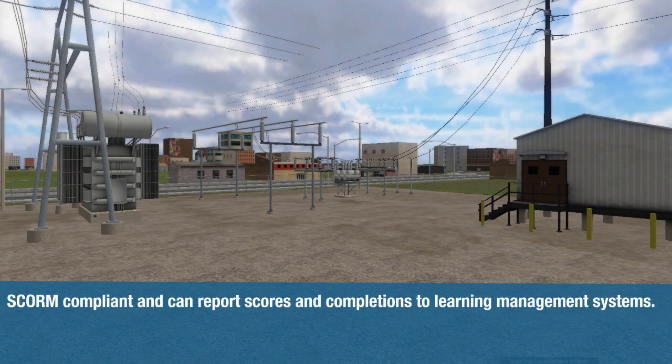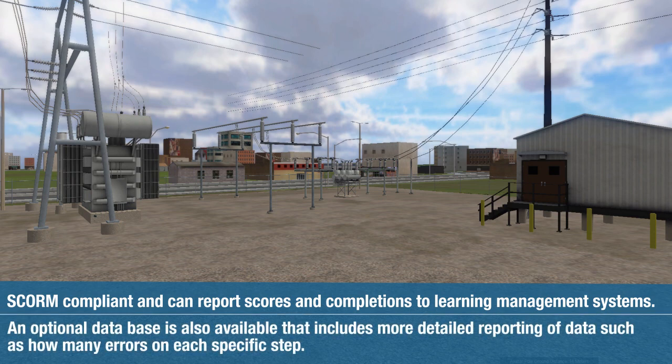protective equipment. The output from this training simulator is SCORM compliant and can report scores and completions to learning management systems. An optional database is also available that includes more detailed reporting of data, such as how many errors on each specific step. This can provide users and instructors with the key information required for determining competency and for planning remedial and follow-up training in specific areas.